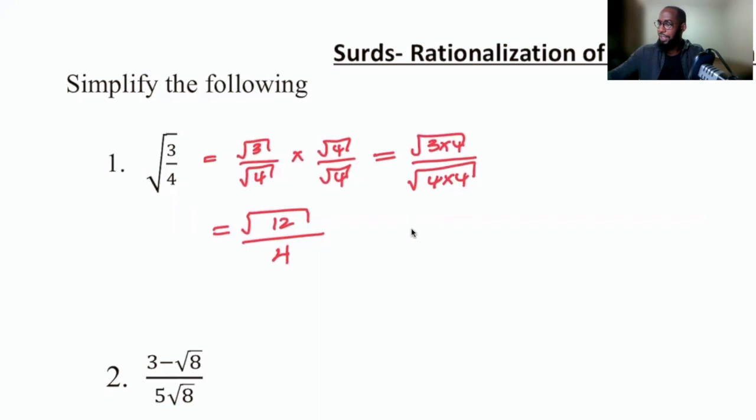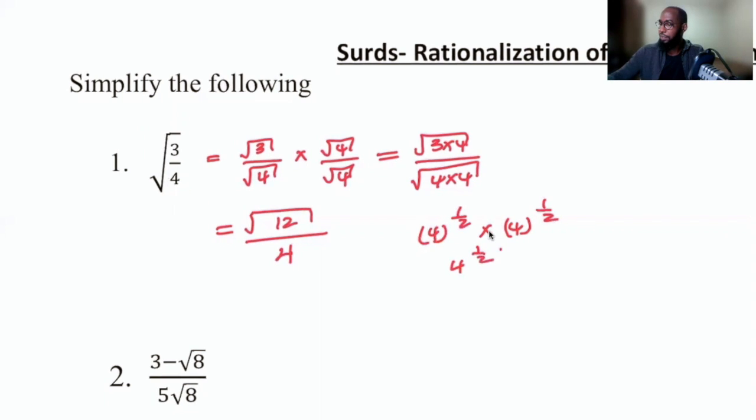Root 4 is like saying 4 to the power of a half multiplied by 4 to the power of a half. The square root of 4 is equal to 4 to the power of a half, right? If you put that in a calculator, you get 2. And laws of indices will tell us when you're multiplying same numbers, we add the powers. 4 to the half plus a half, which is 4 to the 1, which is 4. So we know root 4 times root 4 is simply 4, all right? Yes, erase this here and continue.